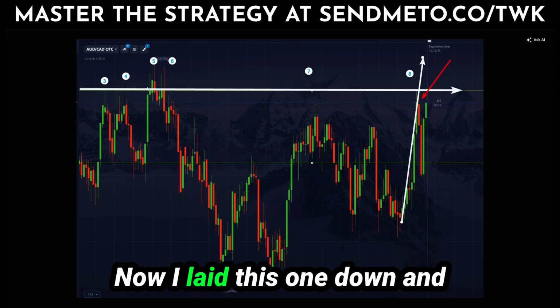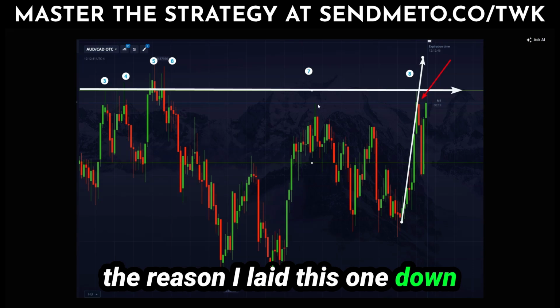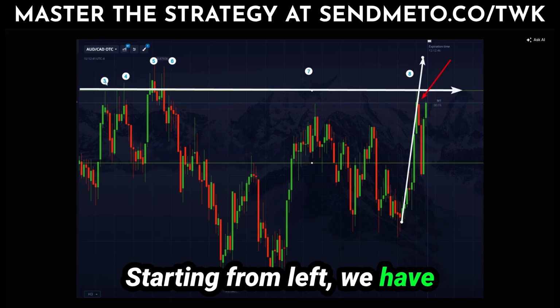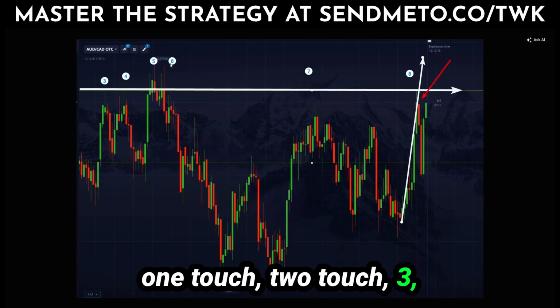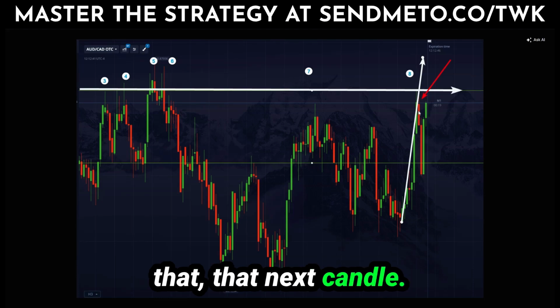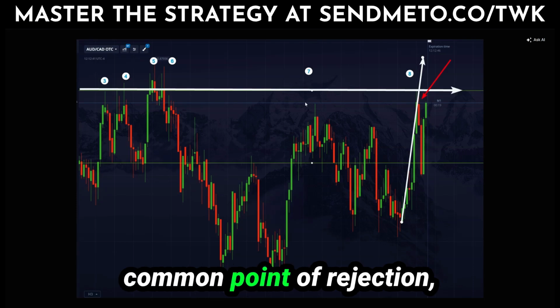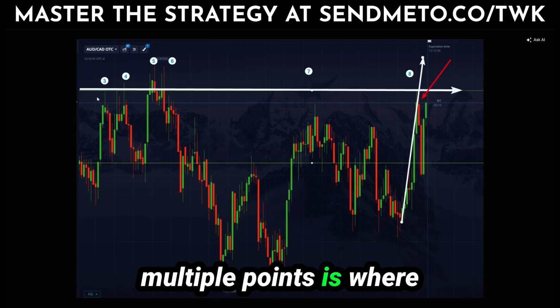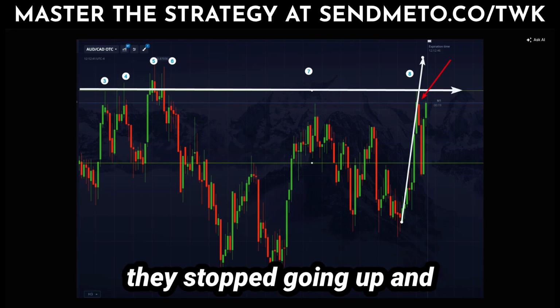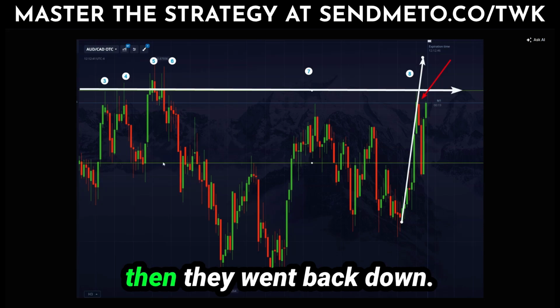Now, I laid this one down, the thick white one, because we have so many points to it. Starting from the left, we have 1 touch, 2 touch, 3, 4, 5, 6, and we trade on that next candle. Where you have the common point of rejection, multiple points, is where you have support, where candles went up, and for the most part, they stopped going up, and then they went back down.